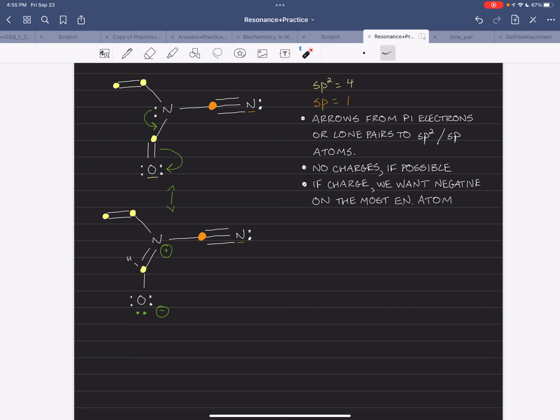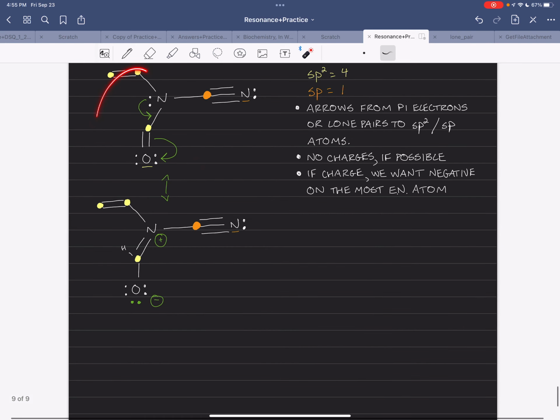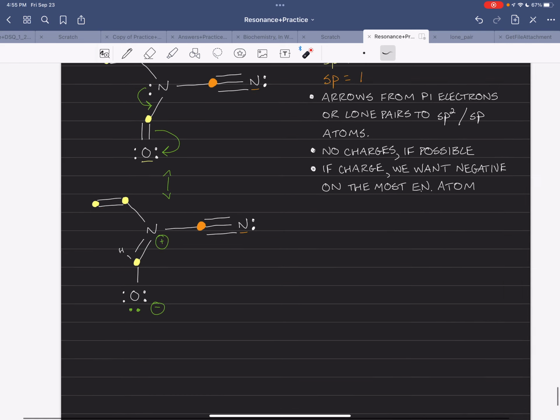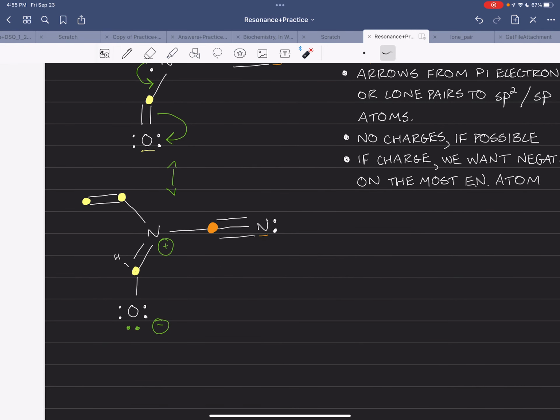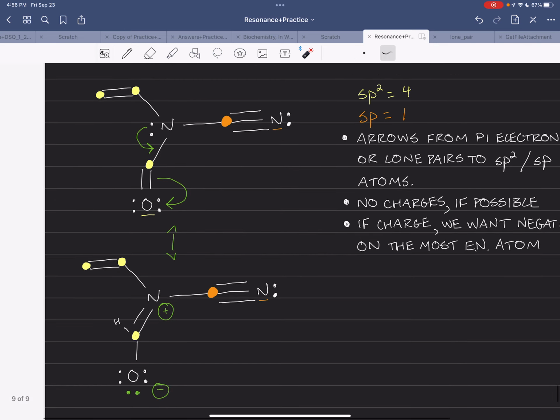So can we make any other moves here, either from our original resonance contributor or from this one? Well, we do have pi electrons here that we could potentially move. However, I think I'm going to use this original contributor to build another one.